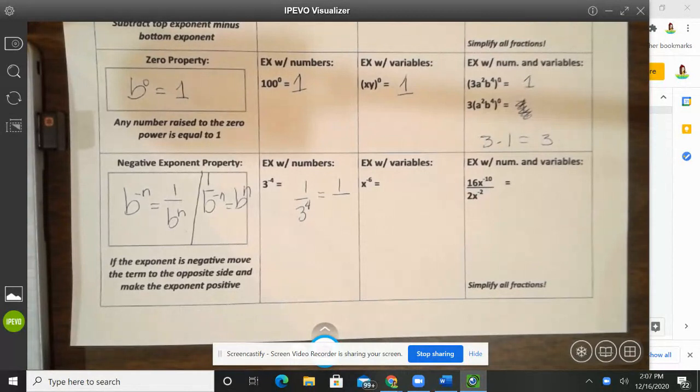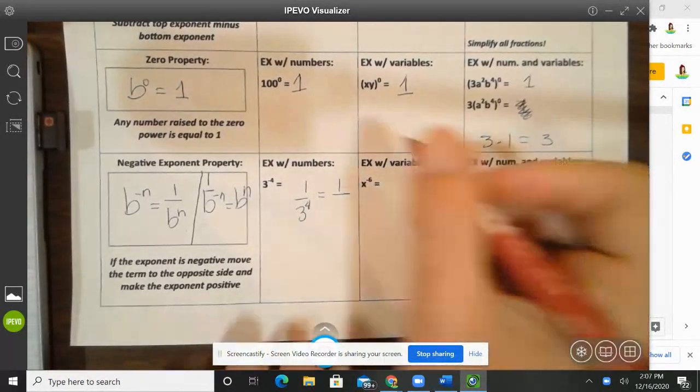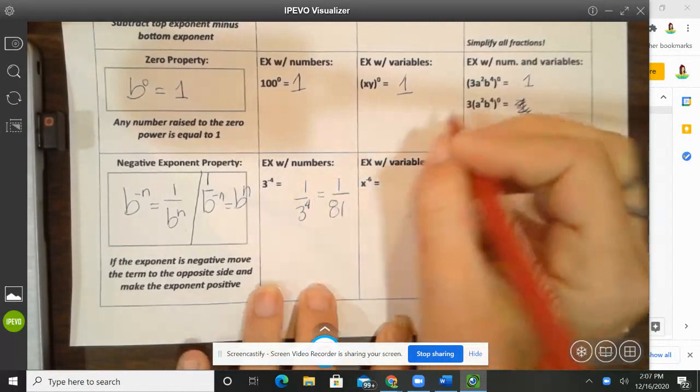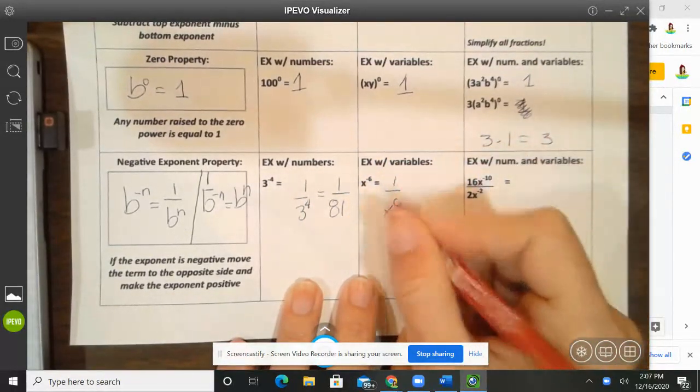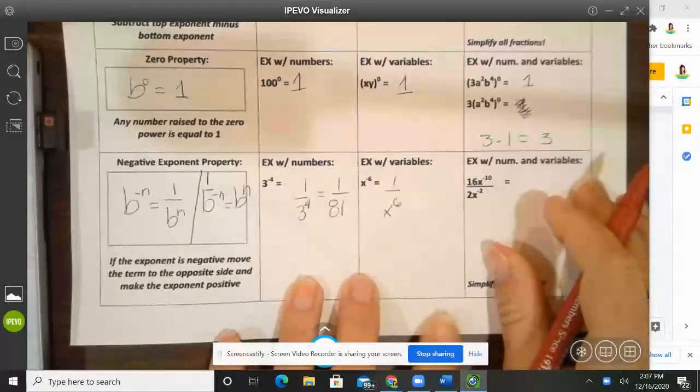So 3, 4 times is what? Let's see. 3 to the 4th is 81. Okay, and then the same thing here, 1 over x to the 6th power, and we leave it like that because we don't have the value for x.